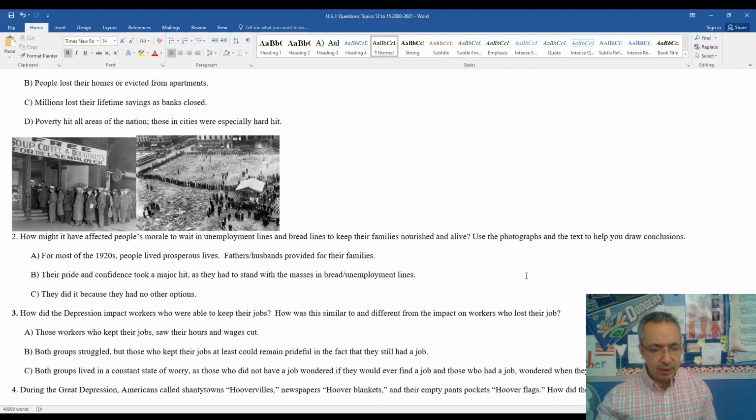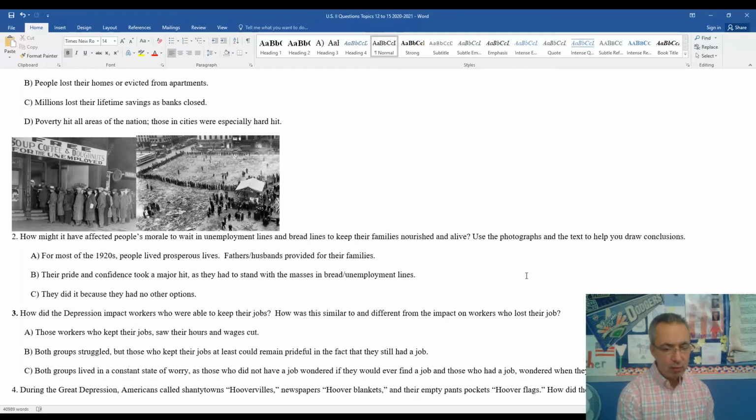Question 3, how did the Depression impact workers who were able to keep their jobs? How is this similar to and different from the impact on workers who lost their job? Well, those who kept their jobs saw their hours and wages cut. Just because you kept your job didn't necessarily mean that you were living a good lifestyle or living the same as you were during the 1920s.